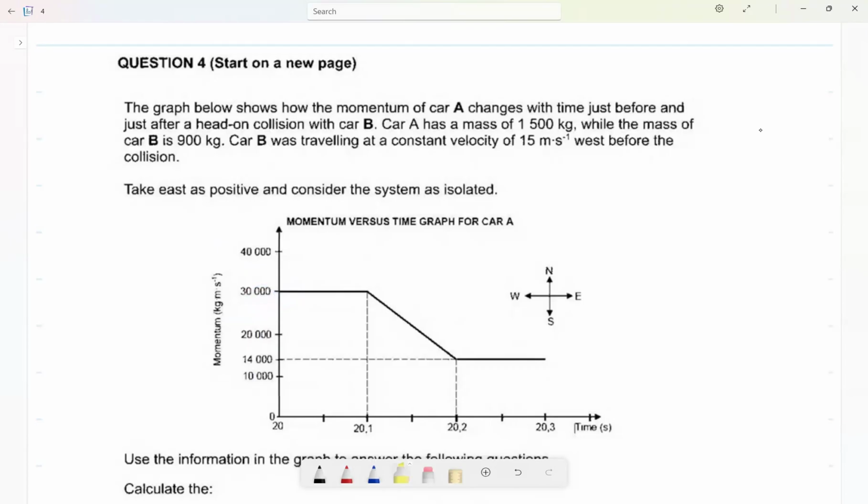So now let's see. The graph below shows how the momentum of car A changes with time, just before and just after a head-on collision with car B. Car A has a mass of 1,500 kilograms, while the mass of car B is 900 kilograms. Car B was traveling at a constant velocity of 15 meters per second west before the collision. So we'll take west as negative.